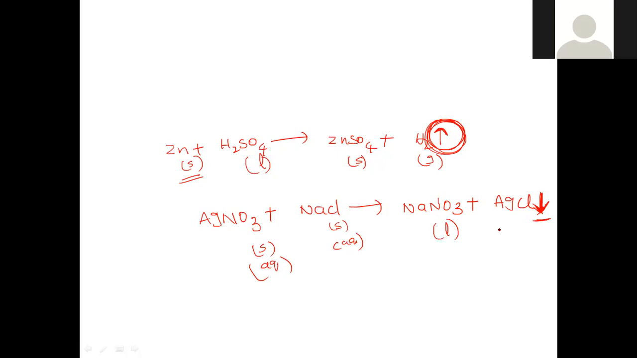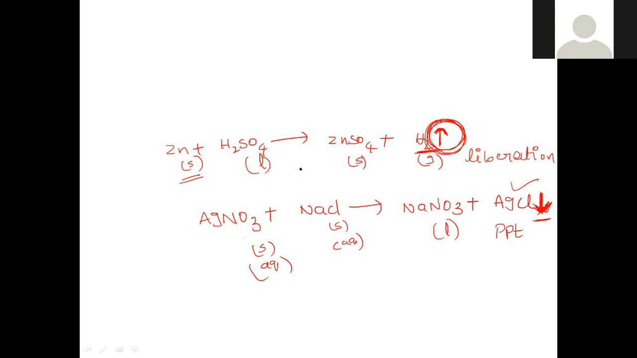What does the downside arrow indicate? It is the precipitate, PPT. What does the upside arrow indicate? Liberation of gas. Within the chemical reaction, you can mention these signs in order to represent what kind of changes are possible. Here, liberation of hydrogen gas is denoted with the upside arrow. Precipitation of a substance at the bottom is denoted with the downside arrow.